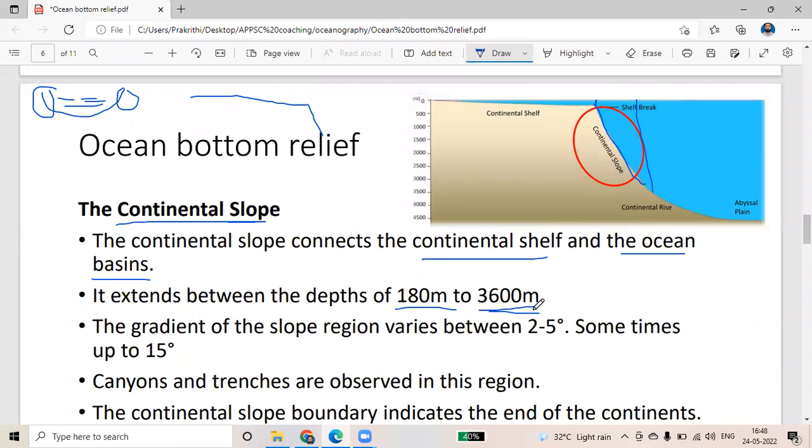It varies in different books. Sometimes it says 200 meters to 3000 or 3500 or up to 4000. But on average, the depth of this continental slope region is between 180 meters and 3600 meters. That much is the difference, that steep a slope. And the gradient varies between 2 to 5 degrees on average, but sometimes it will reach up to 15 degrees. At some areas the slope will reach 15 degrees.